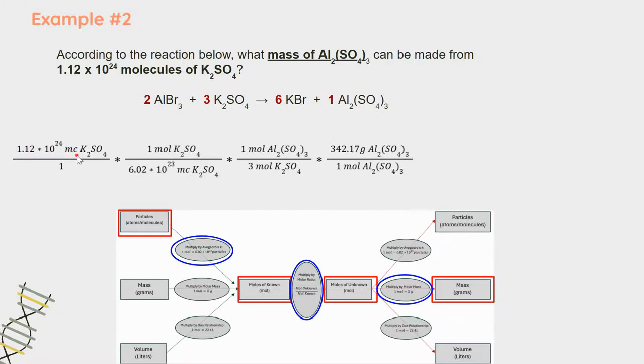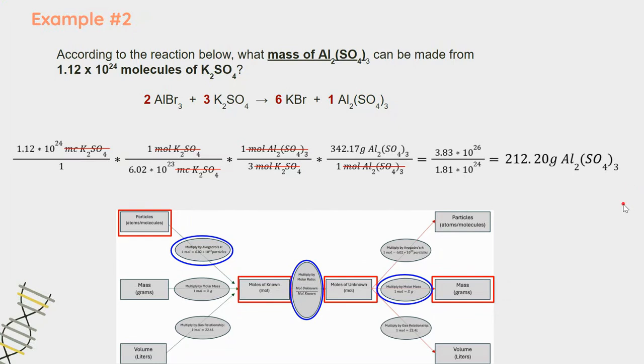As a final check, let's see that our units cancel. Molecules K2SO4 cancels. Moles K2SO4 cancels. Moles Al2(SO4)3 cancels. And we're left with the unit we're looking for, grams Al2(SO4)3. Multiply across numerators and denominators, and then divide, and you should get 212.20 grams of that final chemical, Al2(SO4)3.